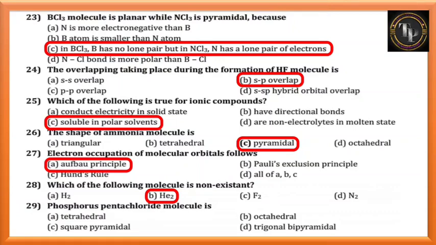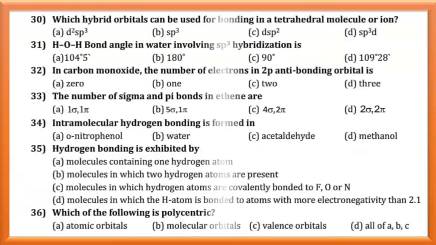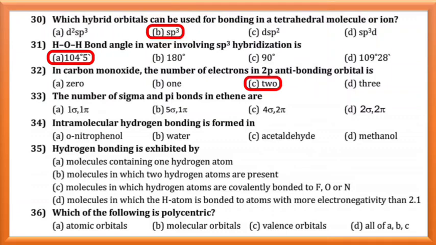Phosphorus pentachloride molecule is trigonal bipyramidal. Which hybrid orbital can be used for bonding in a tetrahedral molecule? sp3. The HOH bond angle in water is 104 degrees 5 minutes. In carbon monoxide, the number of electrons in 2p antibonding orbitals is 2. The number of sigma and pi bonds in ethene is 5 sigma bonds and 1 pi bond.